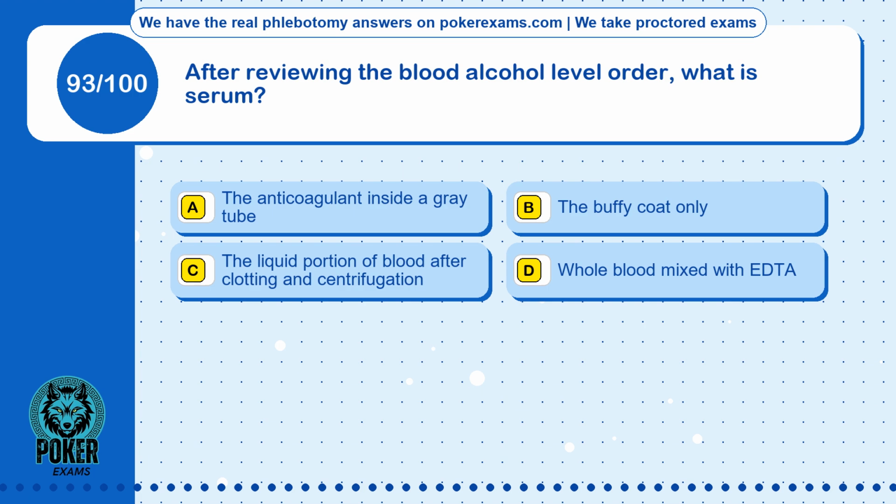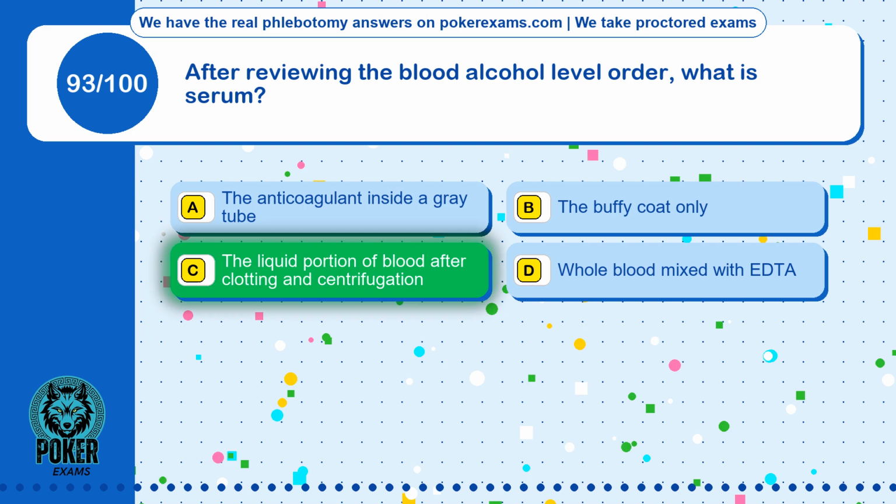Question 93. After reviewing the blood alcohol level order, what is serum? Option A. The anticoagulant inside a gray tube. Option B. The buffy coat only. Option C. The liquid portion of blood after clotting and centrifugation. Option D. Whole blood mixed with EDTA.